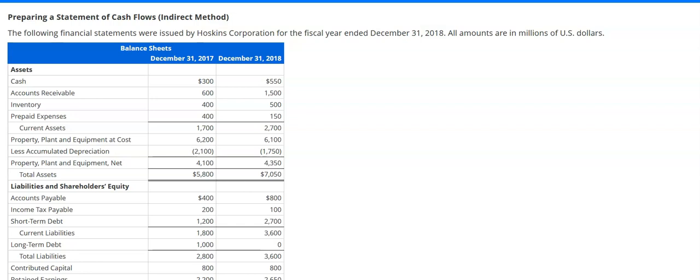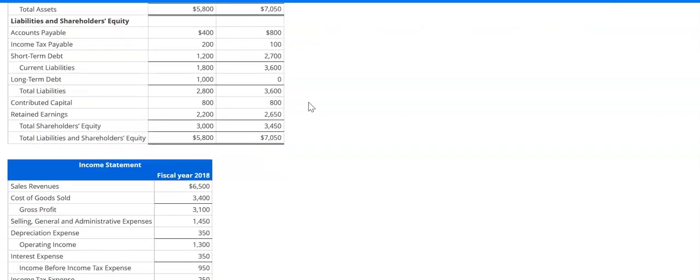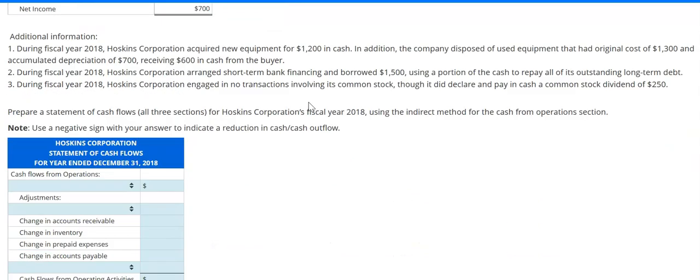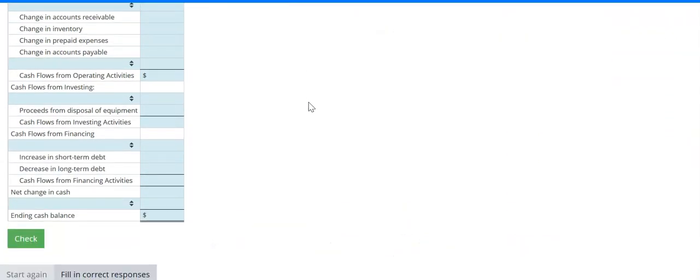Okay, so we have an exercise that we're going to look at, and it is titled Preparing a Statement of Cash Flows via the Indirect Method. Okay, so this is not exactly a piece of cake. One thing I do want to warn you about is I'm going to have to move the screen around a little bit as I do this because as you can see, there's quite a bit of information that we have.